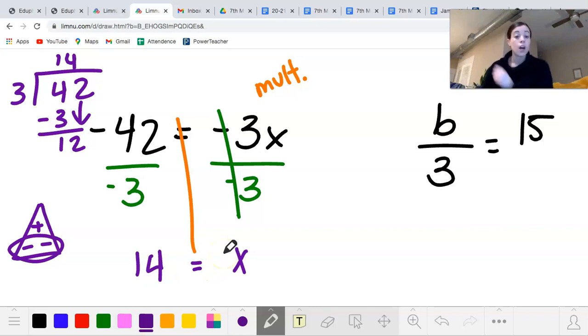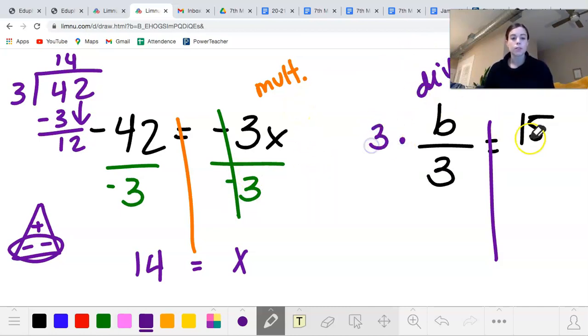Chef's kiss. Okay, last but not least, let's look. What operation, after I draw my line, is happening between the b and the 3 right now? If you don't know, what did we do over here that looks the same? Division, right? So we're dividing, which means I have to do the inverse, which is multiplying. So I'm going to multiply both sides by 3.